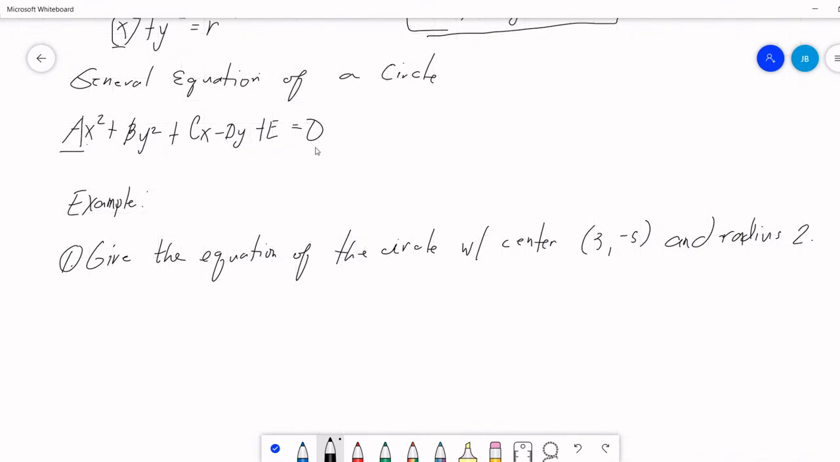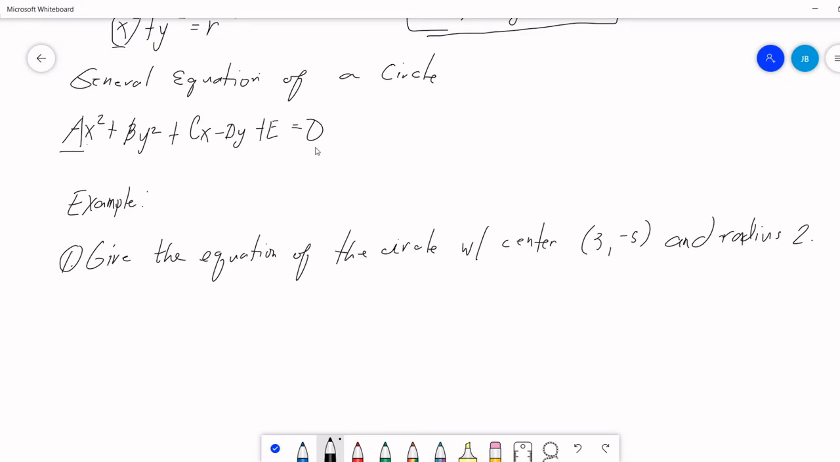Give the equation of the circle with center 3 and negative 5 and radius 2. So we will find the equation, class. It does not say whether standard form or general form. Again, it depends upon you what to do, but use whichever is in the choices.